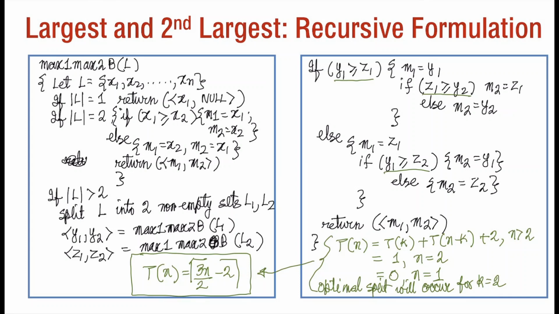Since the height of that tree now becomes n by 2, therefore, in the worst case, the comparison would require at least n by 2 to find max 2, which means that max 1 will require n minus 1, max 2 will require n by 2 minus 1, which would again give us 3n by 2 minus 2.